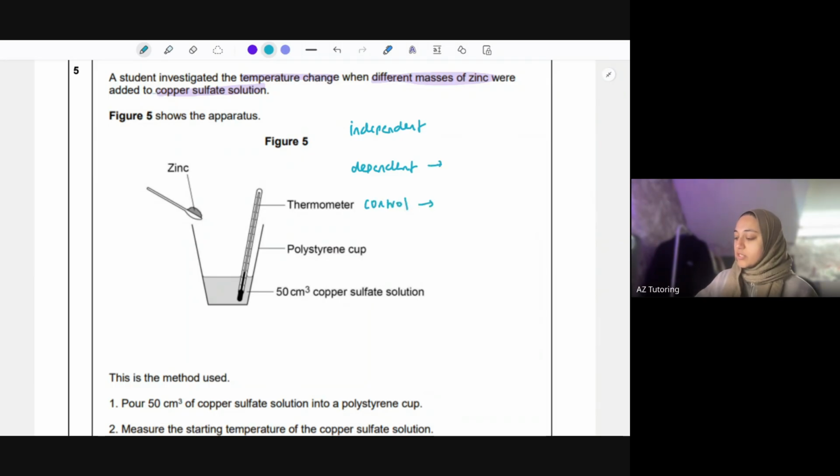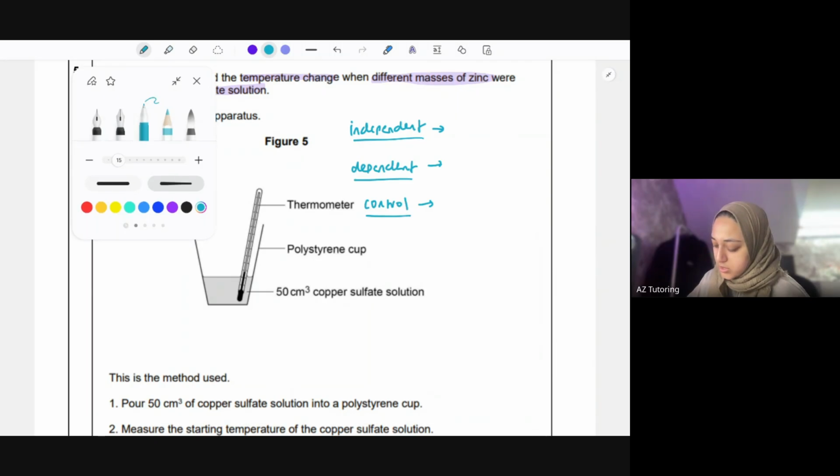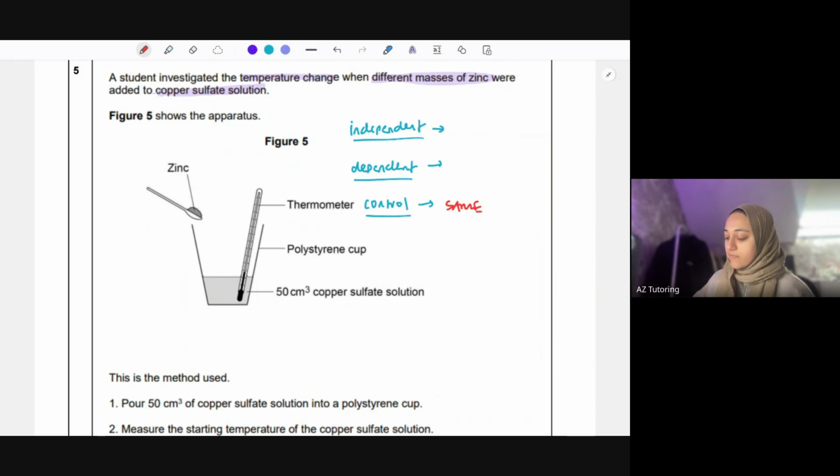It's not worth learning the full definitions for these. You just need to be able to know how to identify them. So control is what you keep the same. You're controlling it so it doesn't affect your investigation. For example, the control here would probably be the amount of copper sulfate solution you use. You're changing the zinc here, using different masses of zinc, so we don't want the amount of copper sulfate solution to affect this. So we would keep that the same. That's a control. Maybe the cup that you're using as well, keep it the same. Don't start using different cups. The temperature of the room that you're in, because you're investigating temperature. We don't want to do one experiment somewhere quite hot and then another where it's quite cold. So that's your control variables.